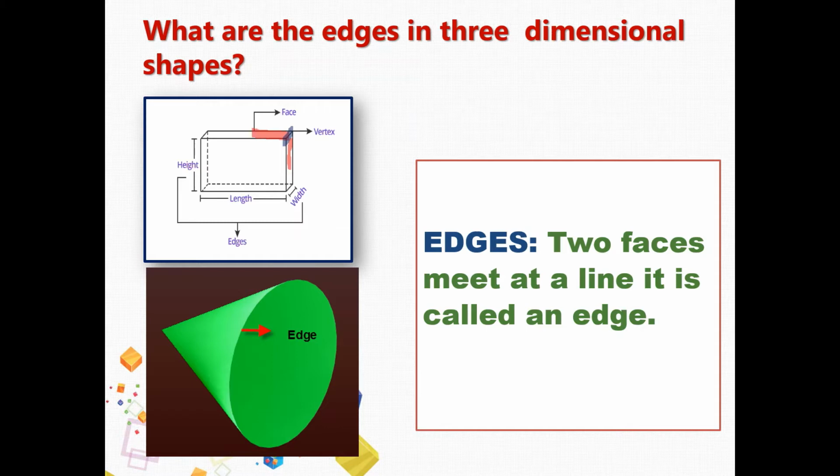And then I have also taken an example that this line can be a straight line of an edge, and an edge can be a curved line too. So this line here in the cone is also an edge, and can you see, is it straight or is it curved? Yes, it is curved.